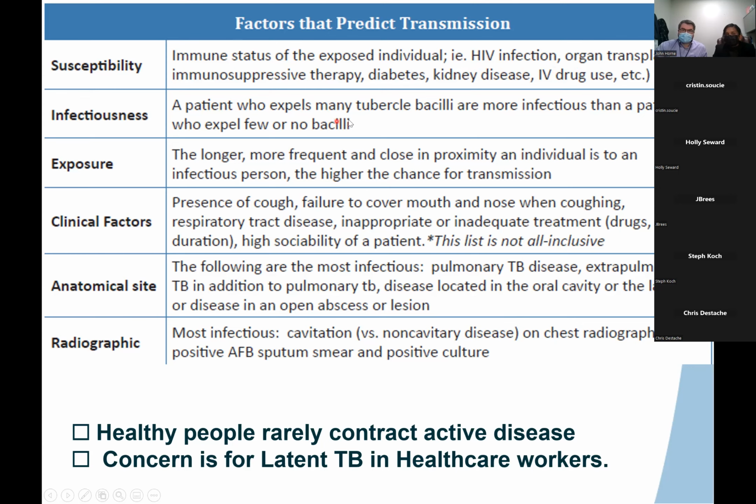A patient who expels many tuberculosis particles versus a small number. So this is what Dr. V was saying, they could be expelling a lot, or they could be not infectious if it isn't coming out in their sputum very much. What was the exposure? Were they just coughed on once, or were they in the same room for many hours? And then clinical factors: are they having symptoms of active disease? And then what was the site?